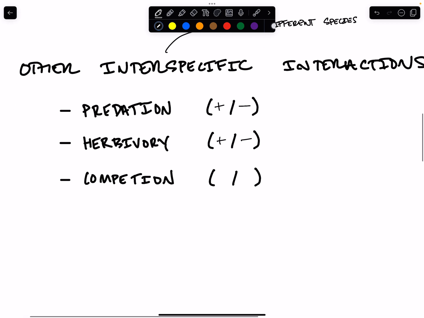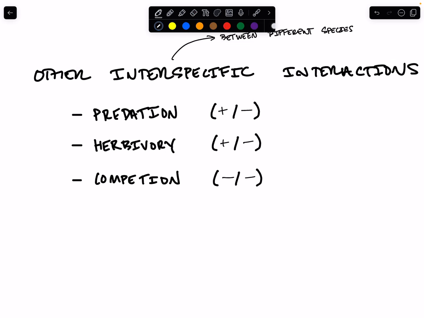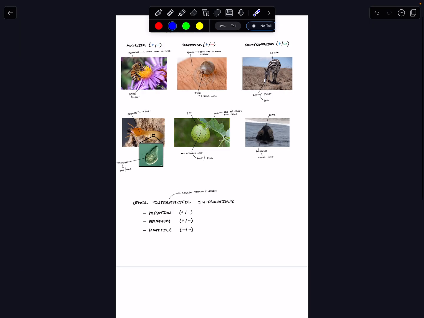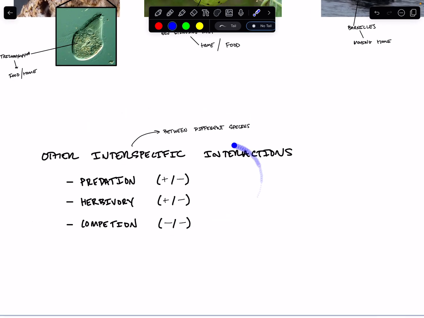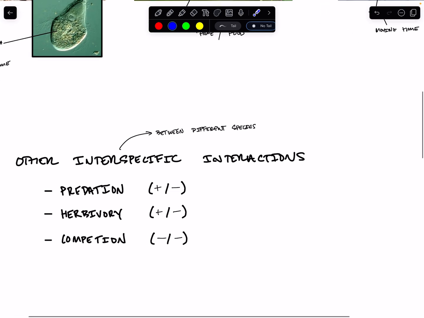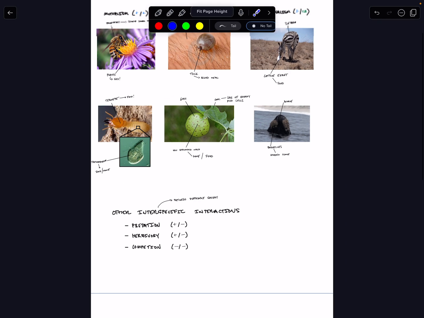And then competition is when 2 different species are competing for the same resources. So imagine 2 different species of birds competing for the same type of berry. The presence of one is bad for the other and vice versa. So competition is negative for both. We don't consider these interspecific interactions to be symbioses because they're not proximately or physically close enough to count within those categories. But these are other types of interactions that we see between living things.